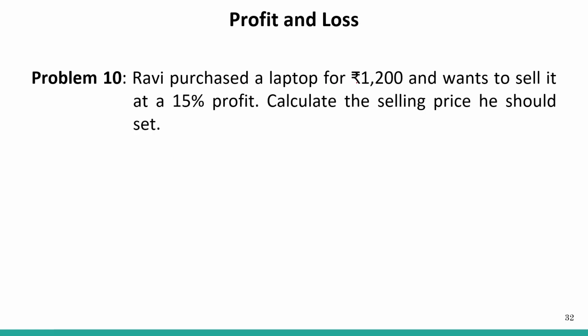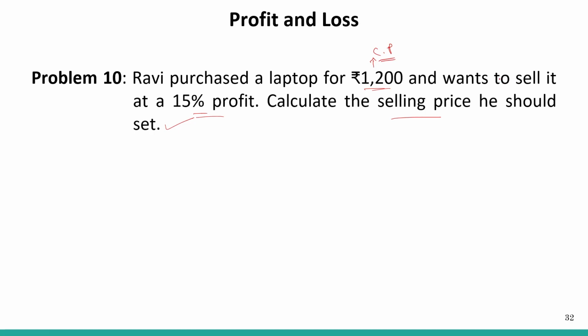So Ravi purchased a laptop for 1200 and wants to sell it at 15% profit. Calculate the selling price he should set. Okay. So he purchased the laptop for this. So see, this is CP for Ravi, because he bought it for this much, but he wants to sell it.